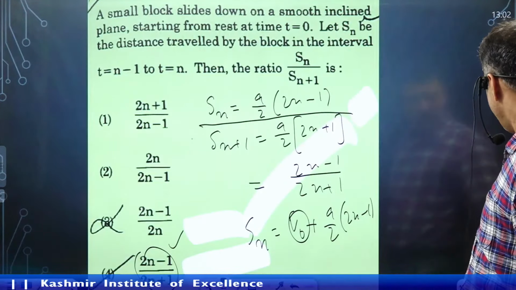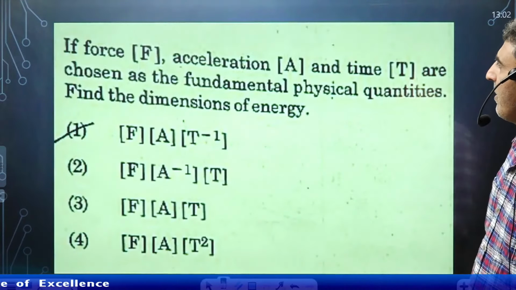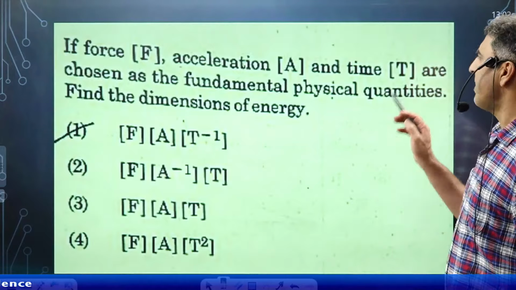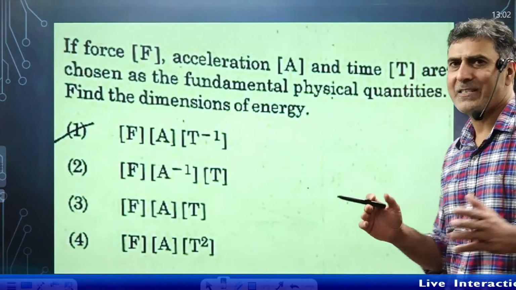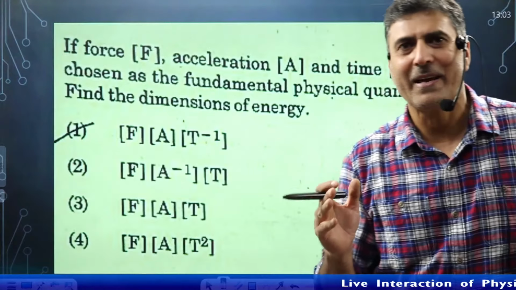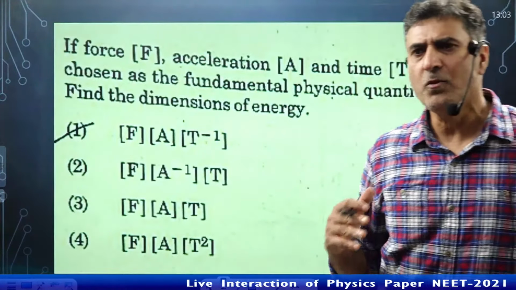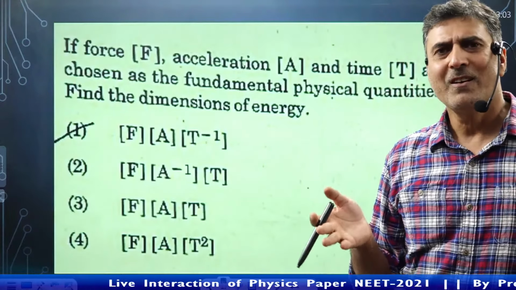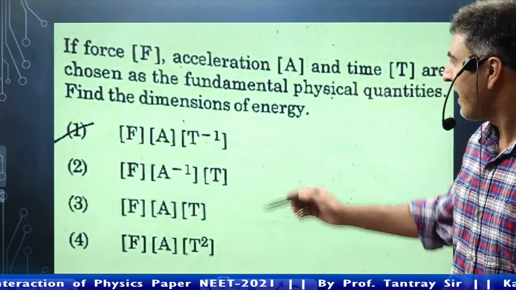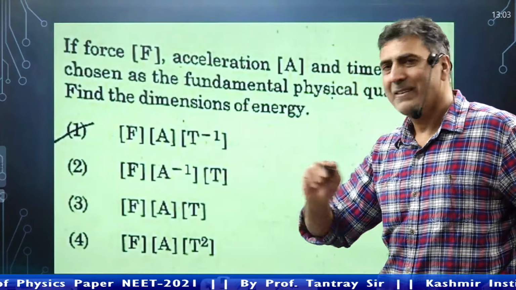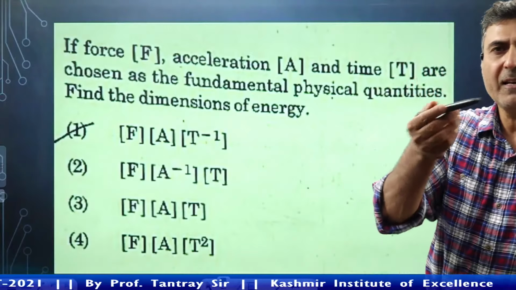Okay. Now let me go to next question. If force, acceleration A and time t are chosen as the fundamental physical quantities, find the dimensions of energy. Here we have to find the dimension of energy in these terms F, A and T. If you start doing it by the procedure that we learn in our course, it will take more time. So you check every equation, and you can write the answer in less than half a minute.